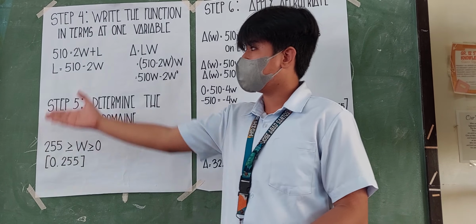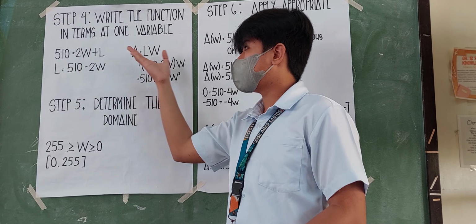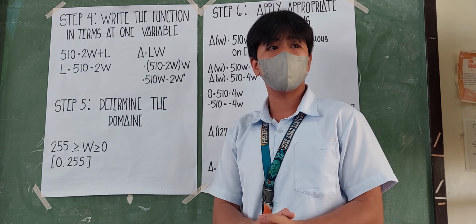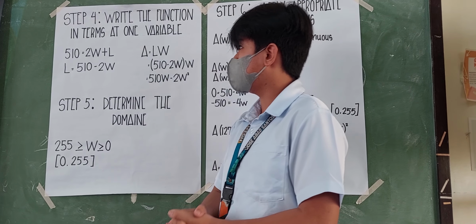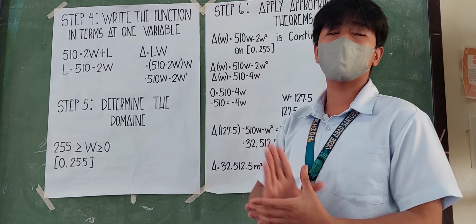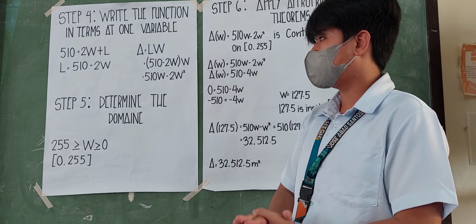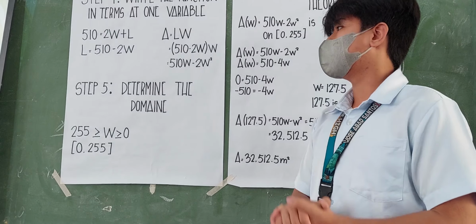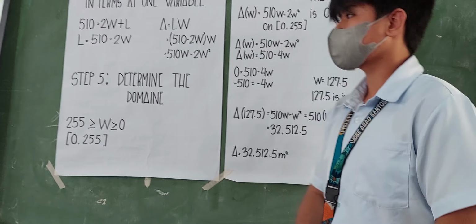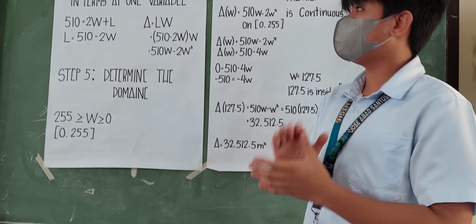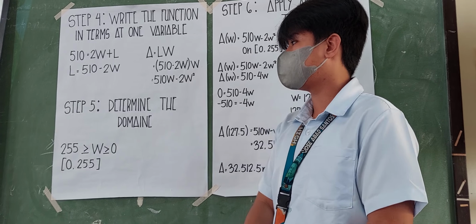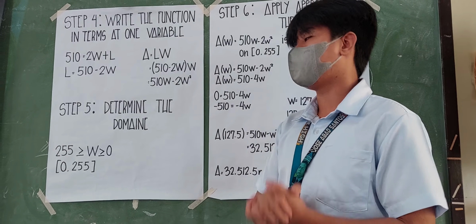And now, substituting this formula into our area. So, area is equal to length times width. Remembering length is equal to 510 minus 2W, we will have the quantity of 510 minus 2W times W. Simplifying it, we will have 510W minus 2W squared. And now, since we already expressed our function in terms of one variable, we will now determine the domain of our function.